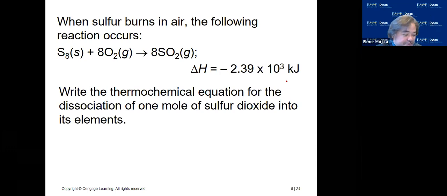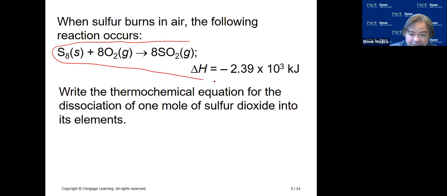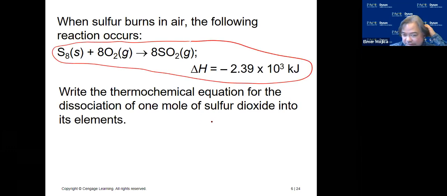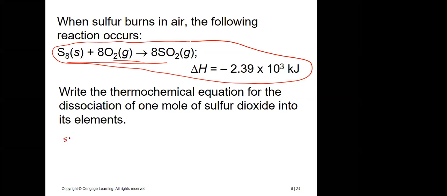How are we going to do this? So this is our starting point, and this is just the information that we need. Now you are asked to get the thermochemical equation for the dissociation of 1 mole of sulfur dioxide into elements. So what are we going to do with this reaction? Reverse it. Okay, so we reverse it.